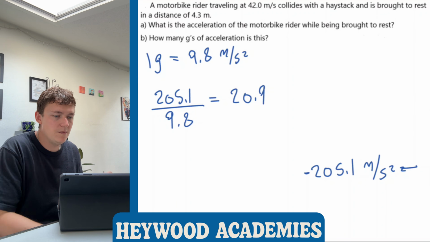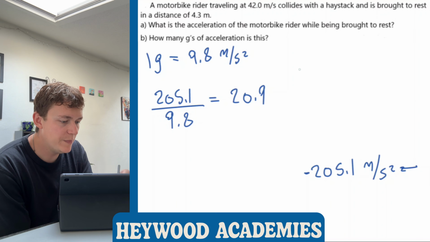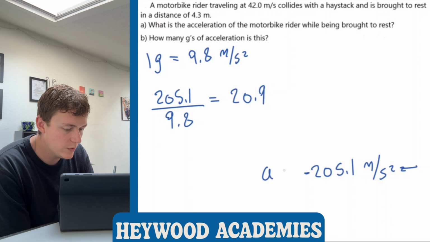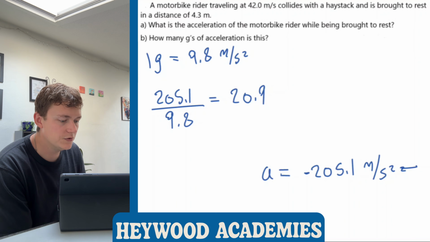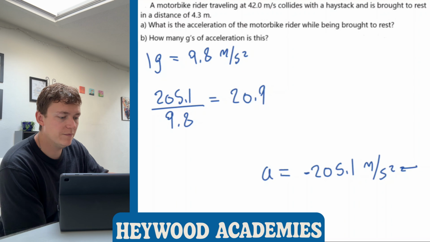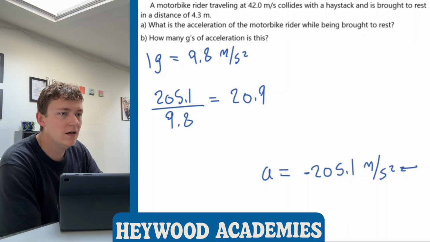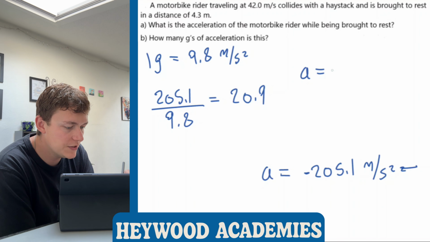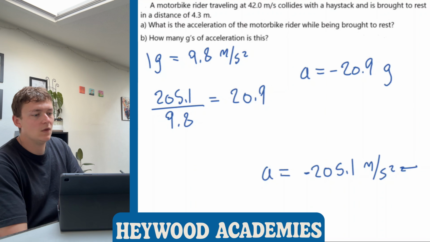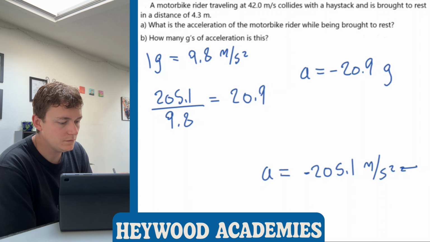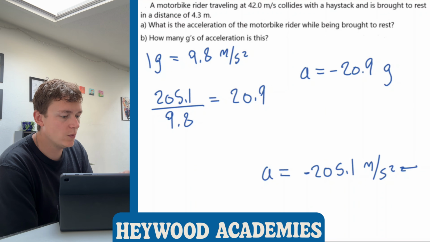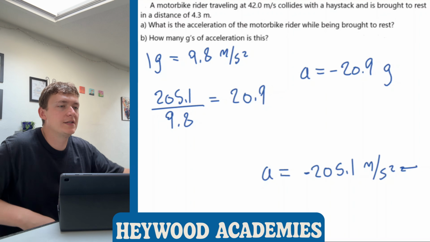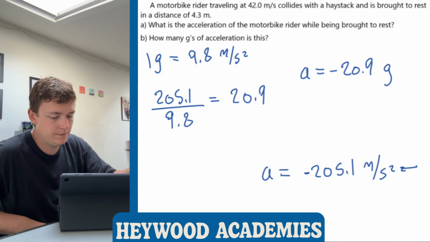And to make the units make more sense, to write this better, we could say our acceleration is equal to minus 205.1 meters per second squared. To write this properly, we could also say our acceleration is minus 20.9 g's. And that will give us the same thing: 20.9 times the normal acceleration on Earth.